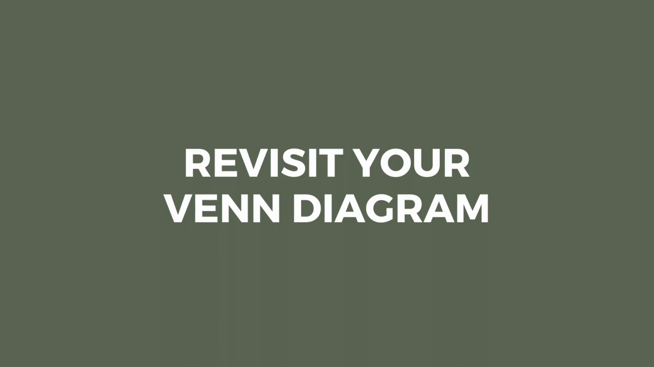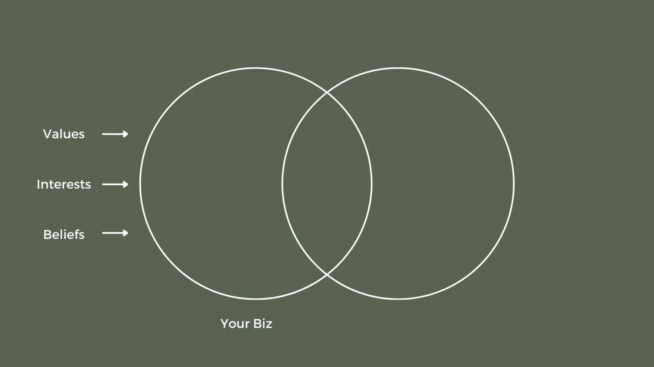Okay, in this lesson, we are revisiting the Venn diagram that you started in the first module of Thrive. If you go back to that first module, you'll remember that you started a Venn diagram and filled in the left-hand side, which is all about you and your business. It was your values, your interests, your hobbies, your transformation story, everything that related to the business that you're operating and your values, what you stand for as a business.